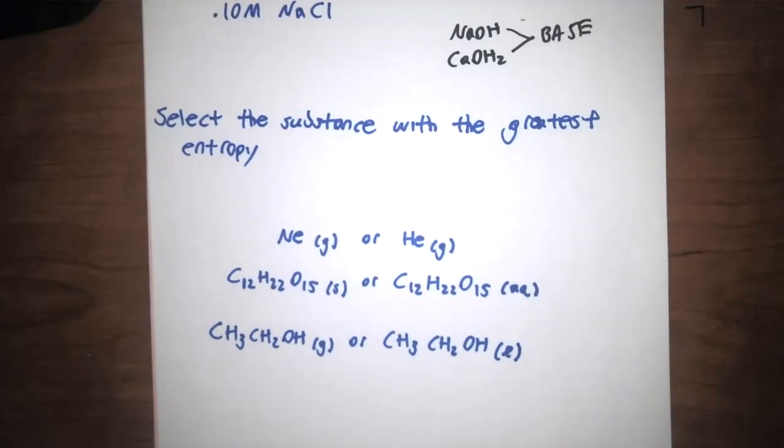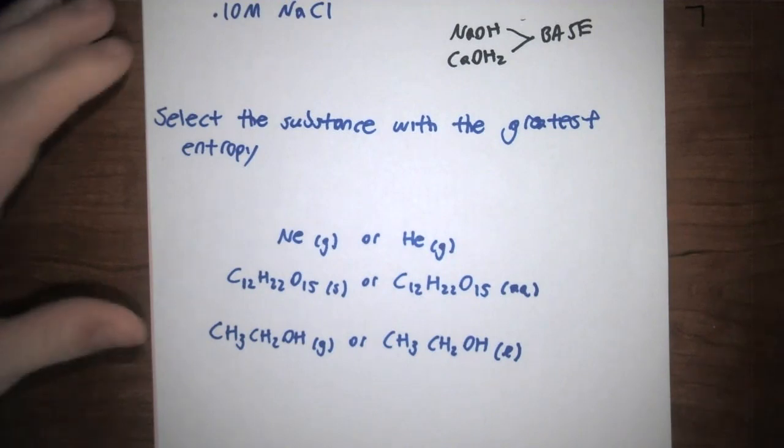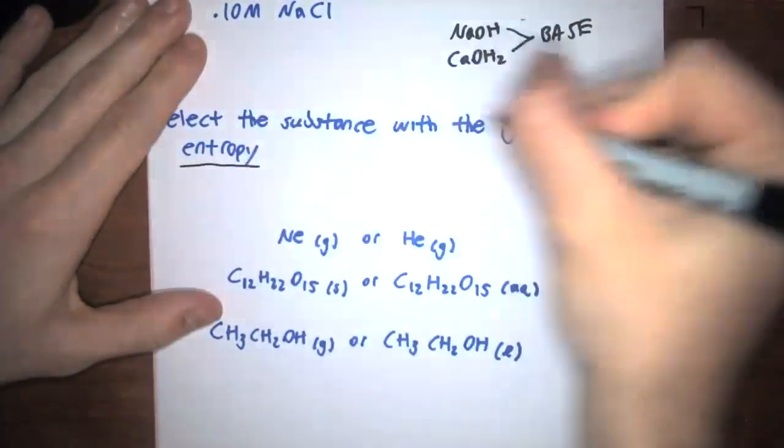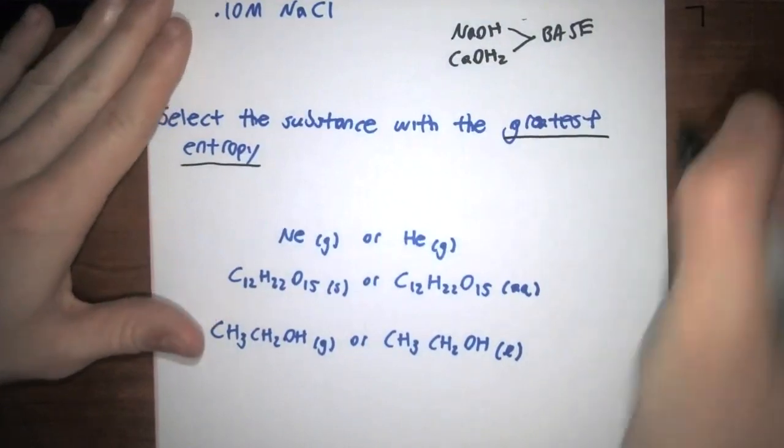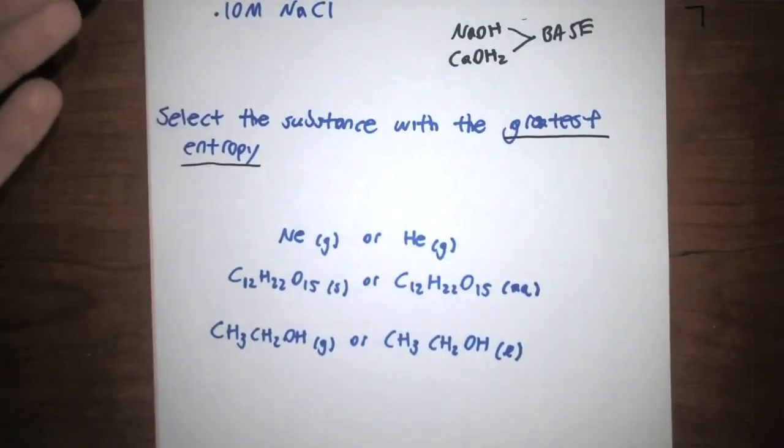Also, kind of a multiple choice problem, or select the answer. Select the substance with the greatest entropy. So now we're moving away from Ksp and going into entropy. So what do we know about greater entropy? We're looking for the greatest entropy. Entropy means order or disorder.